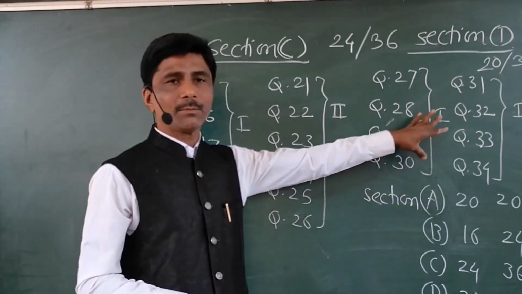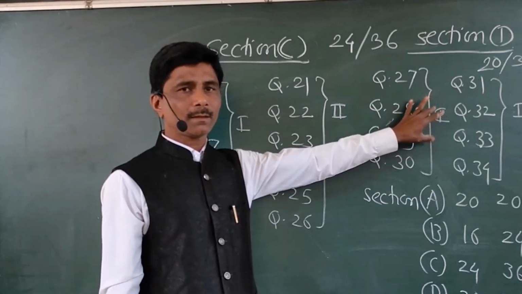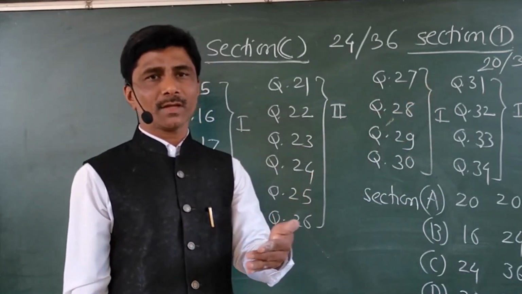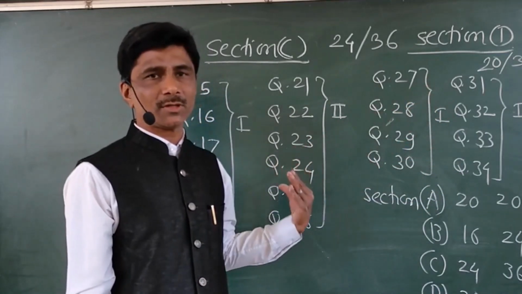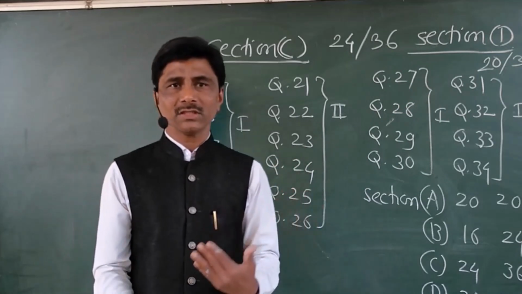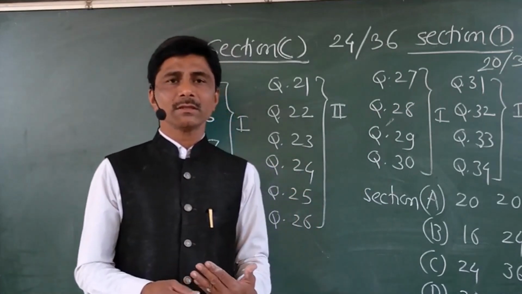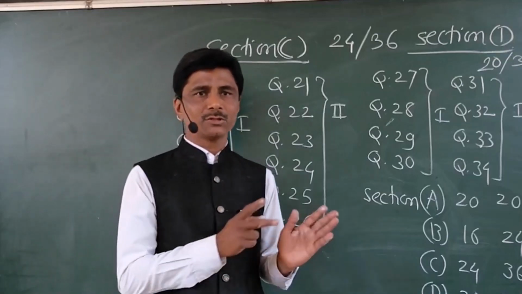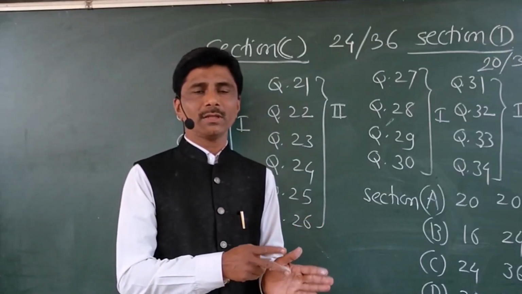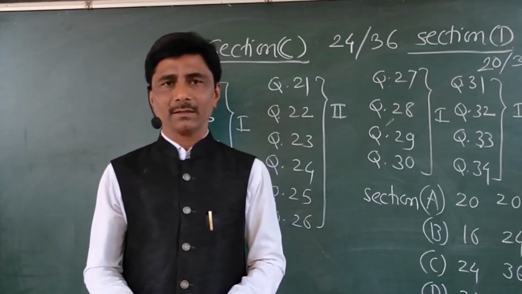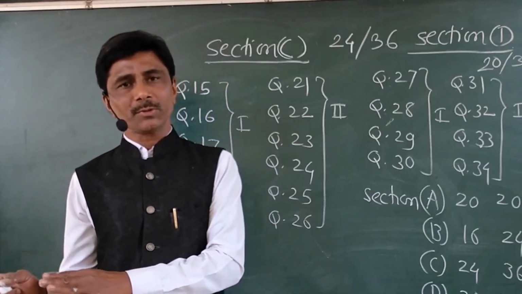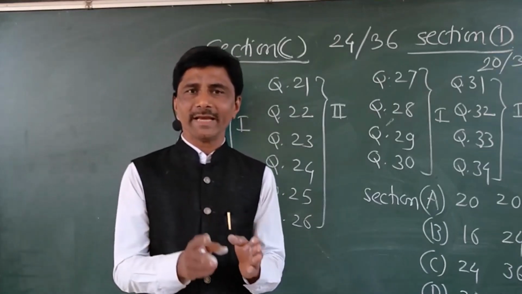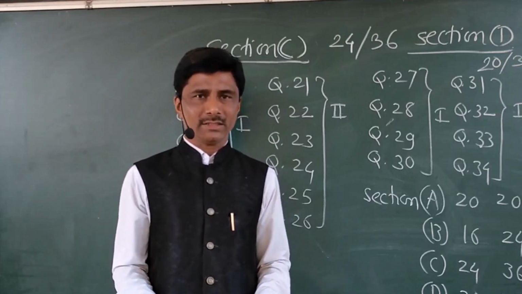So if the theorem is in section D, then it is for 4 marks, and if the theorem is in section C, it is for 3 marks. So this is there. That means the 4 chapters are important for the theory. First two chapters from part 1, that is pair of straight line and vector. Two chapters from part 2, that is derivative and integration.